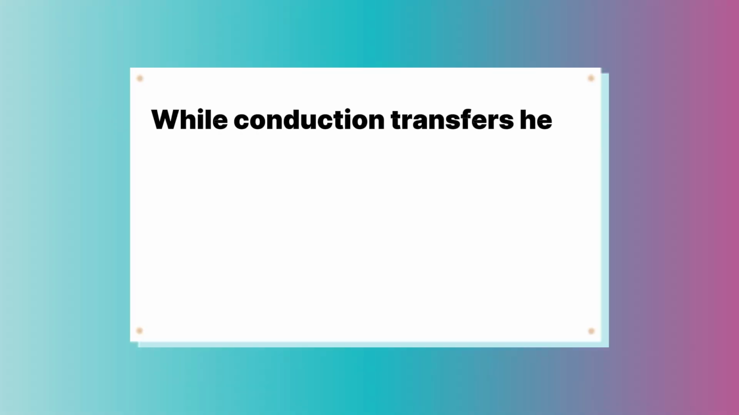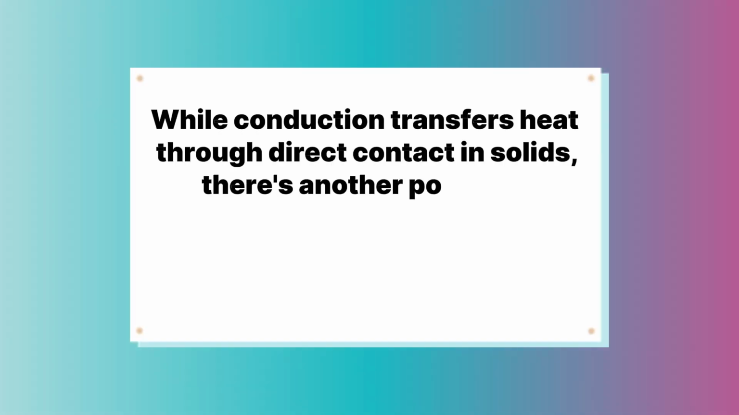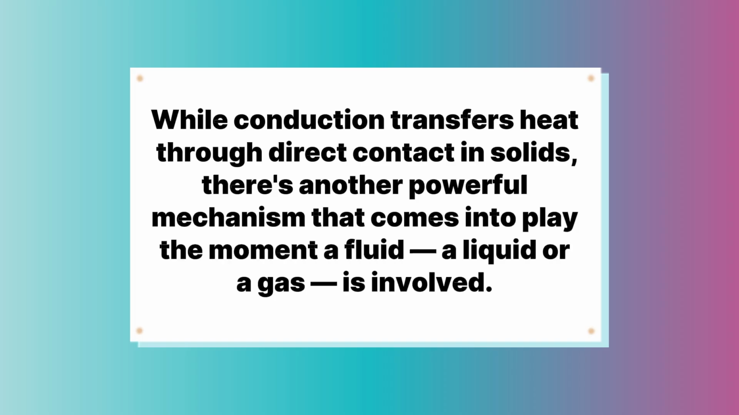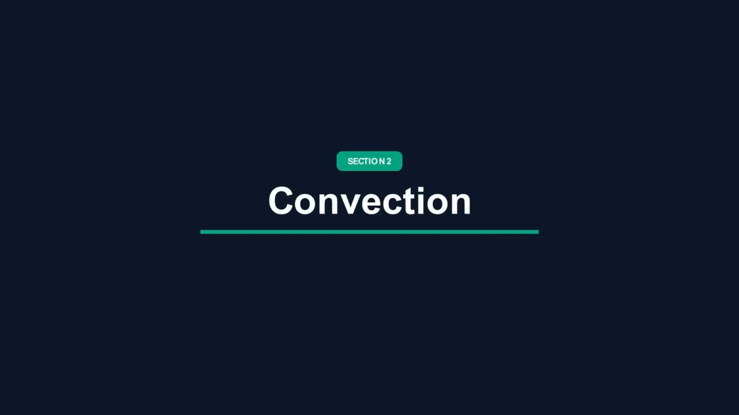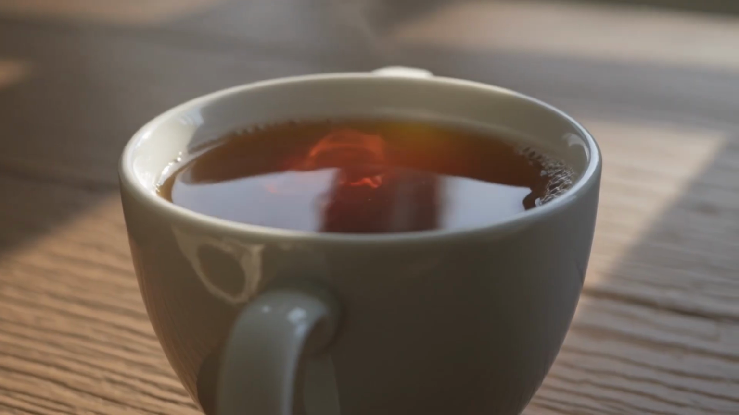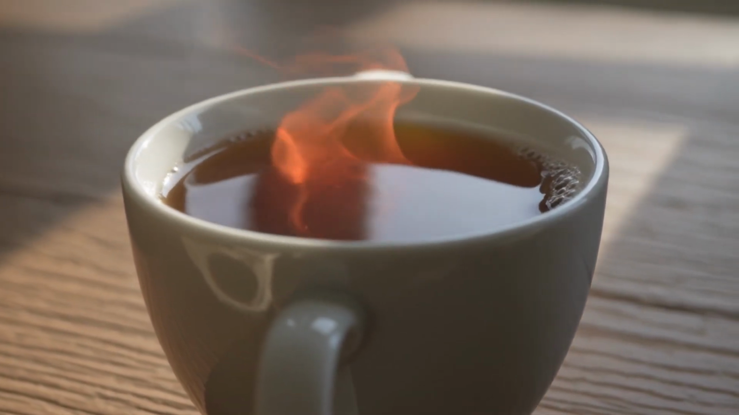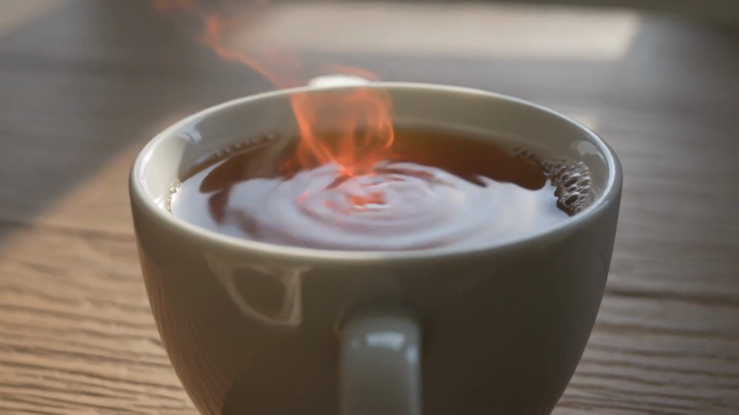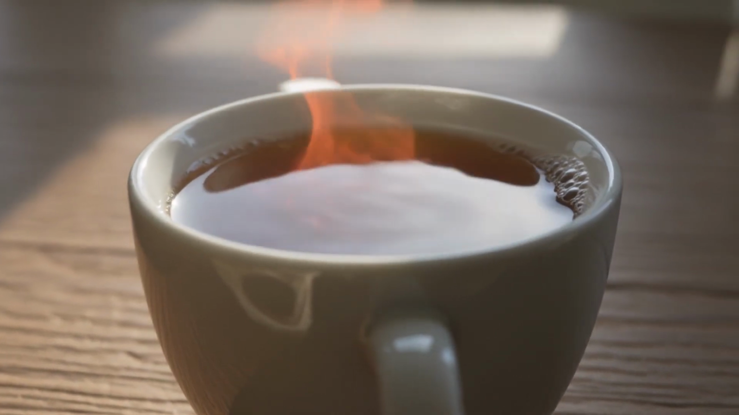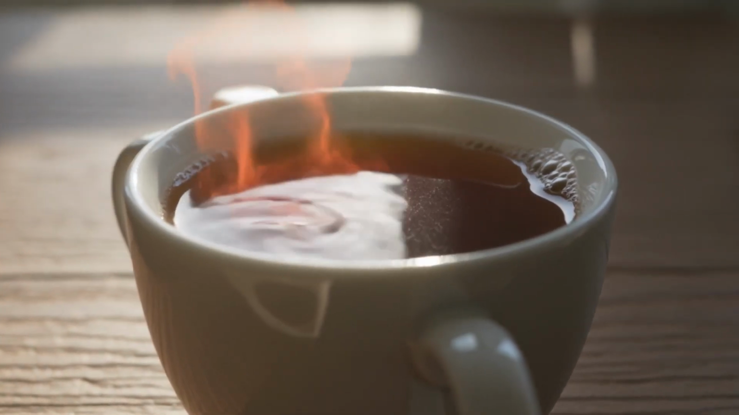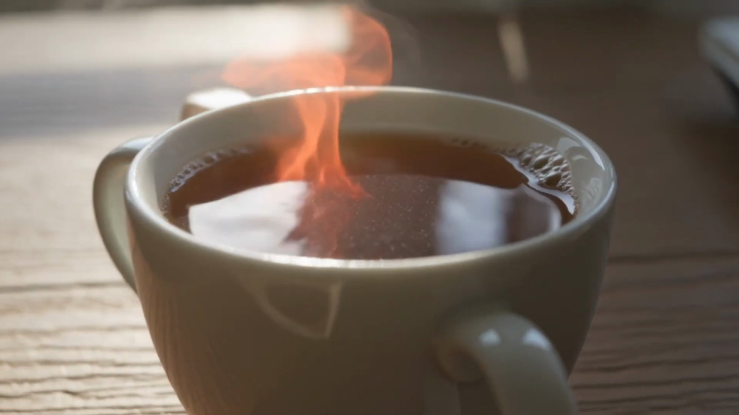While conduction transfers heat through direct contact in solids, there's another powerful mechanism that comes into play the moment a fluid, a liquid or a gas, is involved. That mechanism is convection. Picture a hot cup of tea sitting on your desk. The surface of the tea is hot. Air molecules right above the surface absorb some of that heat, warm up, become lighter, and rise. Cooler air rushes in to replace them. This cycle of movement continuously carries heat away from the tea surface.